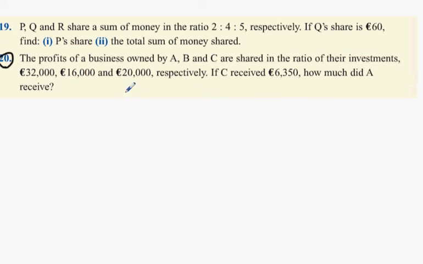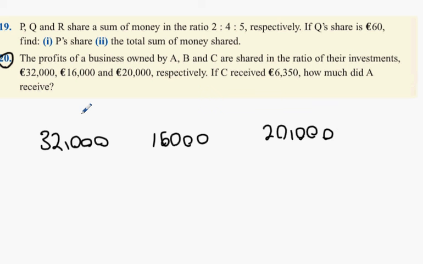number 20 might be considered a hard one. The profits of a business owned by A, B, and C are shared in the ratio of their investments. So one of them invests 32,000, the other one invests 16,000, and the third one invests 20,000. Can anybody think of a number that will divide into all three? Well, I suppose 1,000 for a start, wouldn't it? And then once we're done with 1,000, what else would divide into it? Let's go for 4. 8 is to 4 is to 5. There's your ratio there. 8, 4, and 5.